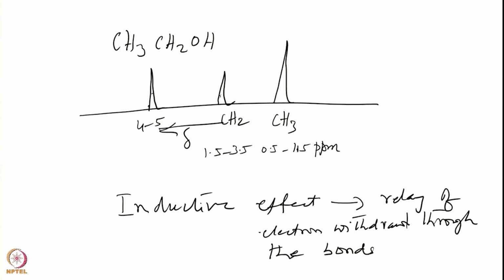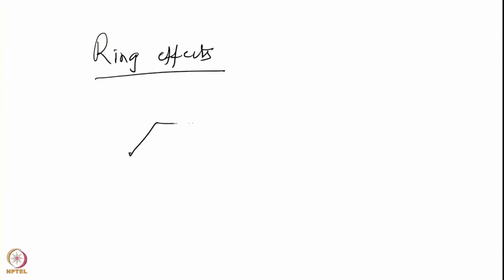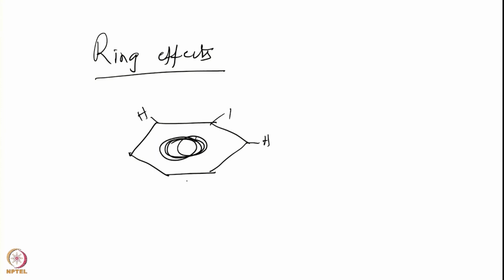And then of course, we will also have what are called ring effects. This is typically in aromatic rings and things like that. What are the ring effects here? So, I will have, let us say, an aromatic ring like this, and there is an electron cloud in the center. I will have protons here and so on and so forth. But there is an electron cloud above and below the ring, okay.